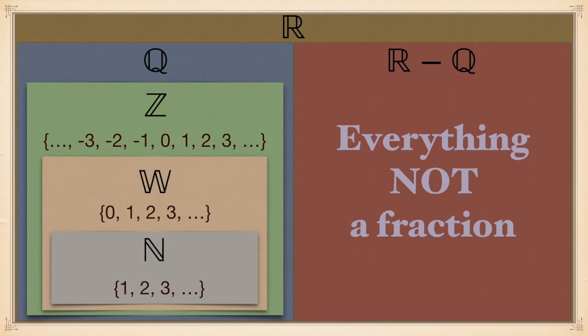And then finally, our irrationals. There's no really widely accepted symbol for the irrationals, so we generally write just R minus Q, which is all the real numbers, take away all the fraction numbers, and you're left with everything that's not a fraction, and that is the irrationals. So we just write R minus Q if we're just talking about that set.